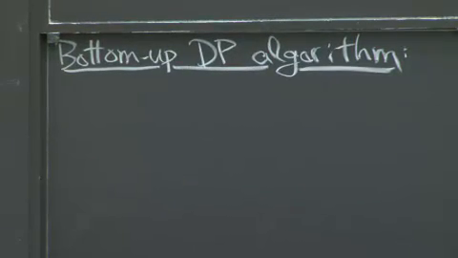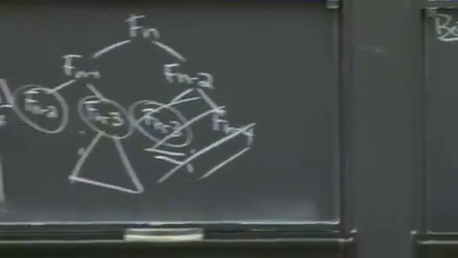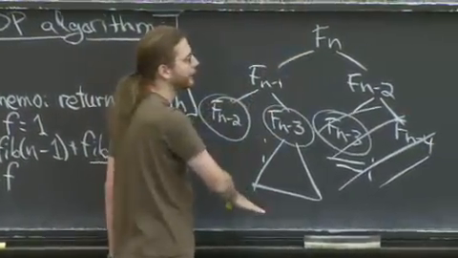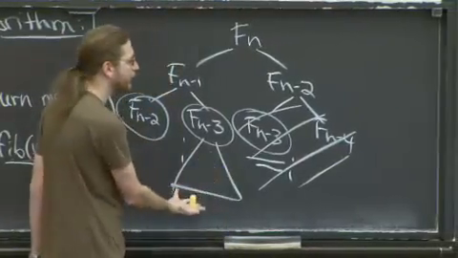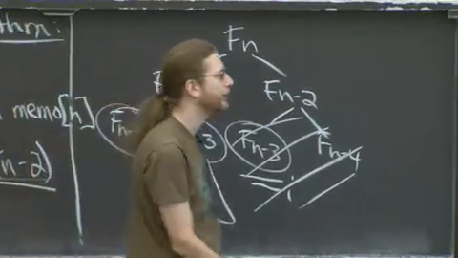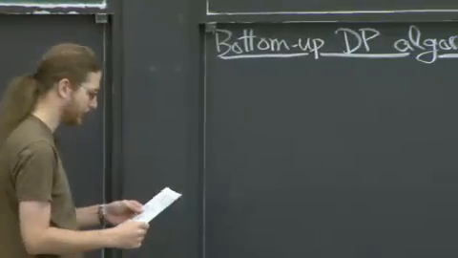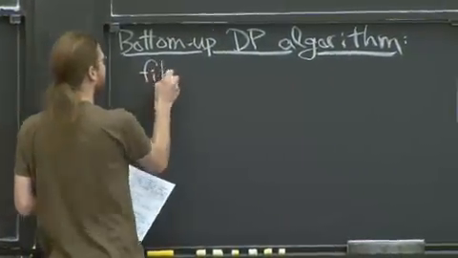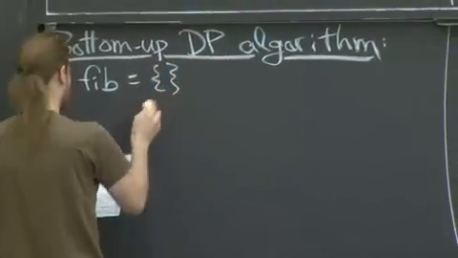Instead of thinking of a recursive algorithm, which in some sense starts at the top of what you want to solve and works its way down, you can do the reverse. You can start at the bottom and work your way up. And this is probably how you normally think about computing Fibonacci numbers, or how you learned it before. I'm going to write it in a slightly funny way.